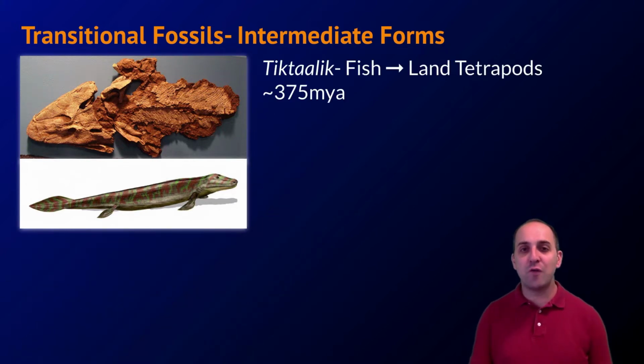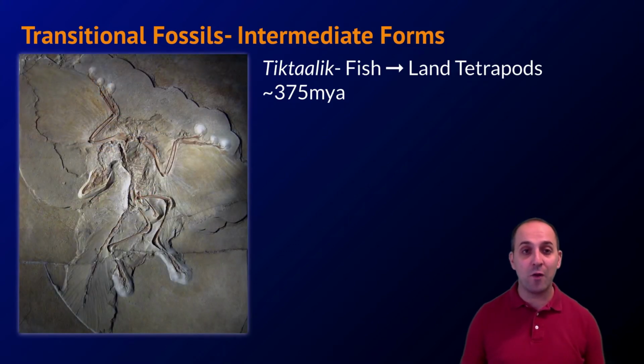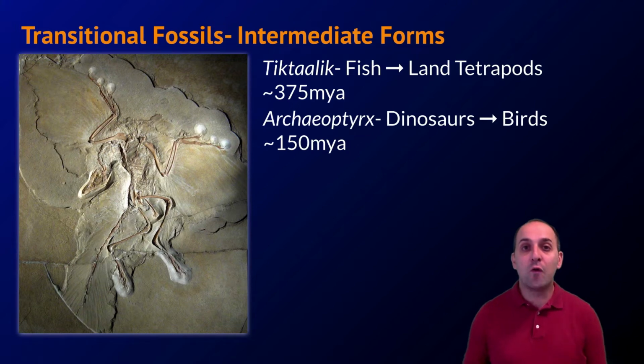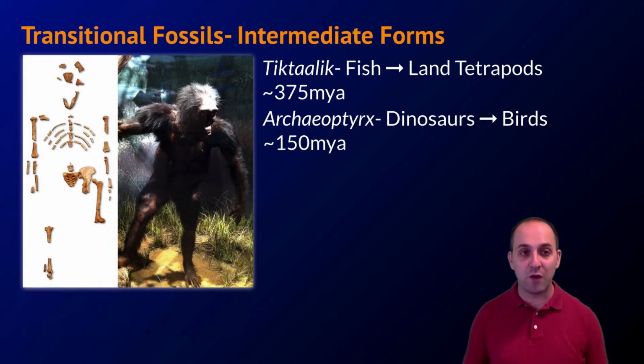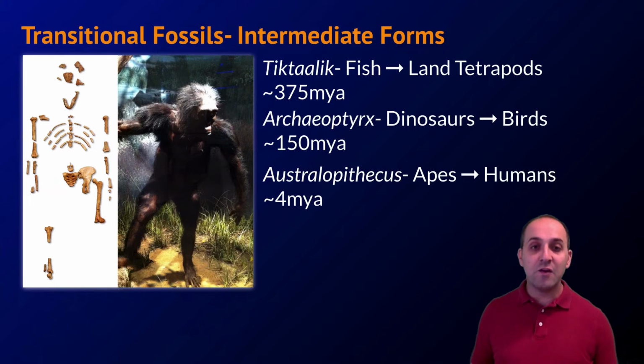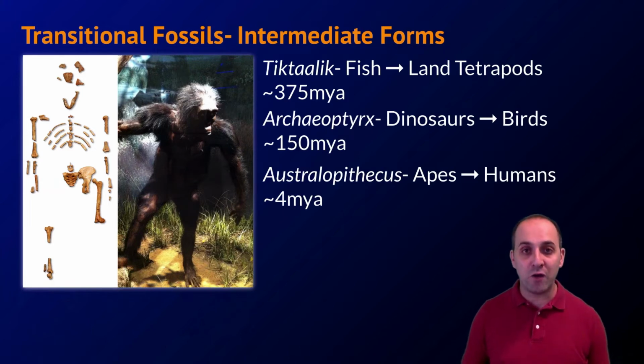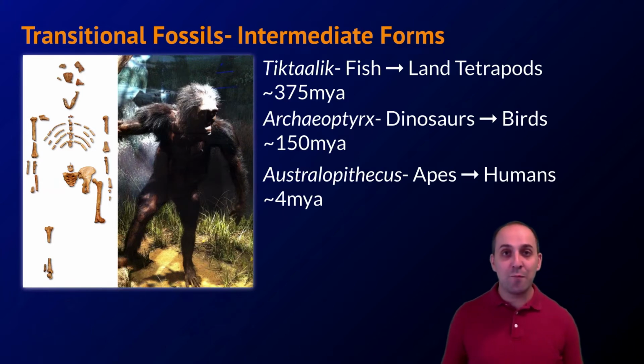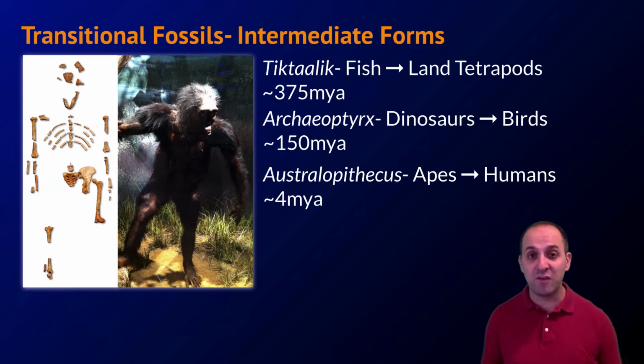Tiktaalik, which is a transitional fossil between fish and land-based tetrapods like amphibians from about 375 million years ago. This is Archaeopteryx, who of course shows the transition from dinosaurs to birds from about 150 million years ago. And this is the Australopithecus fossil known as Lucy, which shows the transitions from apes to humans from about 4 million years ago.